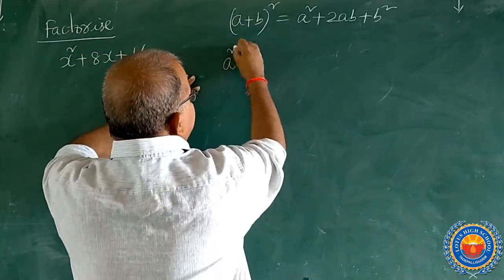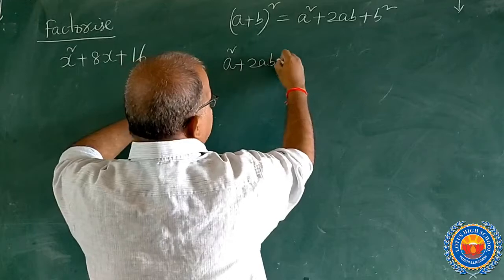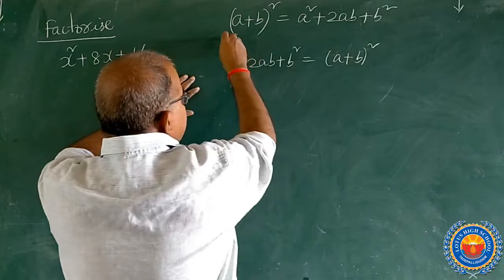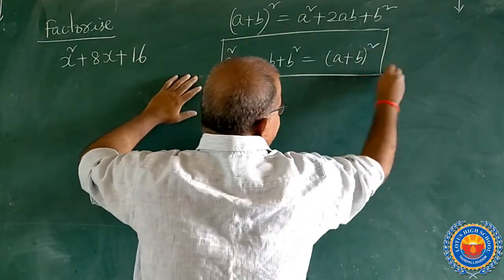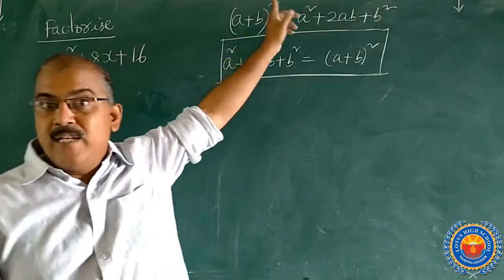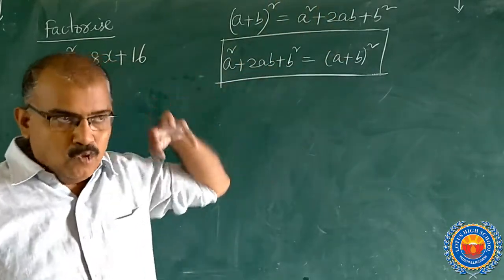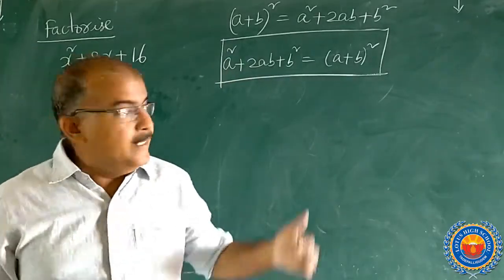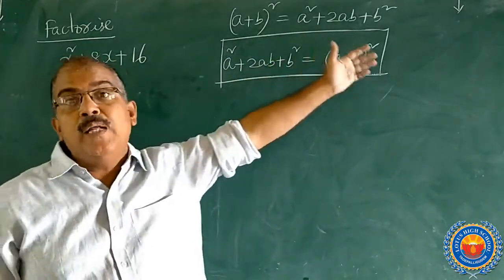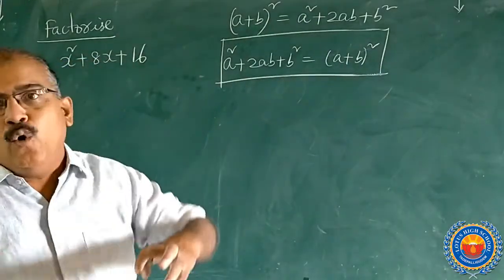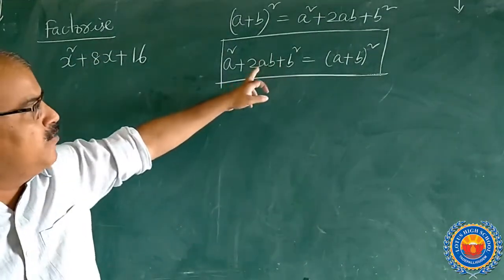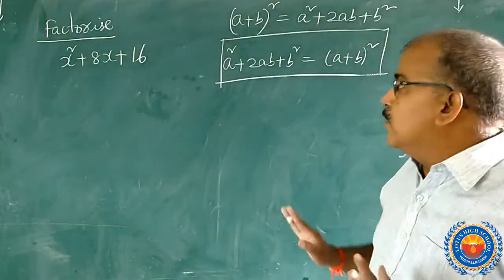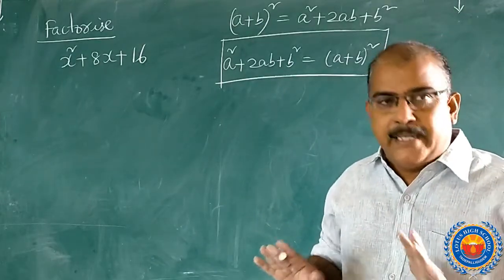Now, you have to write A square plus 2AB plus B square is nothing but A plus B whole square. For today's class, you have to write it like this. Don't write A plus B whole square is equal to A square plus 2AB plus B square. For the factorization concept, you have to write A square plus 2AB plus B square is equal to A plus B whole square. Now, find out whether the given sum is in the form of A square plus 2AB plus B square. Then only we can do it, otherwise we cannot.